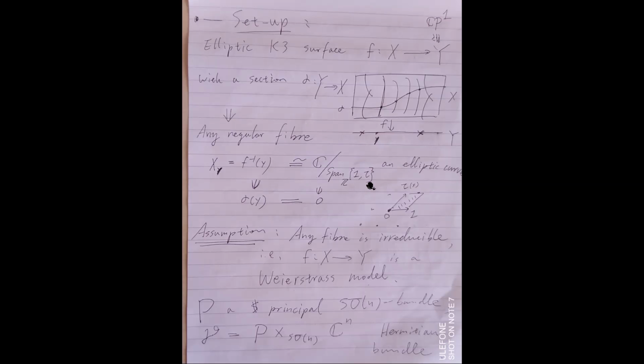It's C quotient by a lattice generated by tau. And we also identify this section, this sigma, with y equal to 0 here. Okay, so that's the elliptic fiber. And we assume any fiber is irreducible, even the singular fiber is irreducible, which means this fibration is a Weierstrass model. And then we fix the principal U(n) bundle over X, and we do the twist construction to get a Hermitian C-infinity vector bundle.